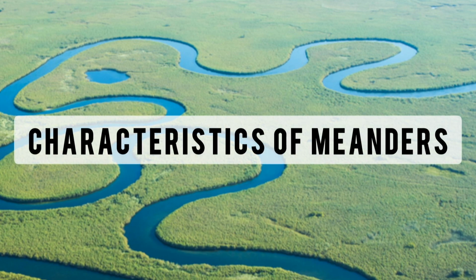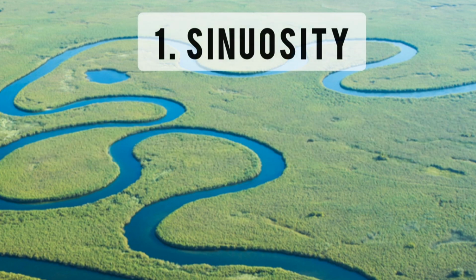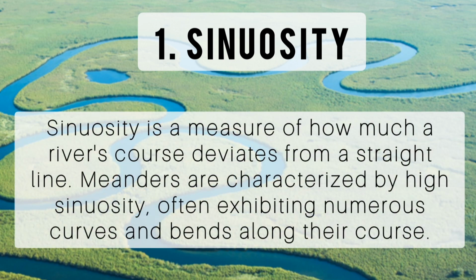Characteristics of meanders. Sinuosity. Sinuosity is a measure of how much a river's course deviates from a straight line. Meanders are characterized by high sinuosity, often exhibiting numerous curves and bends along their course.